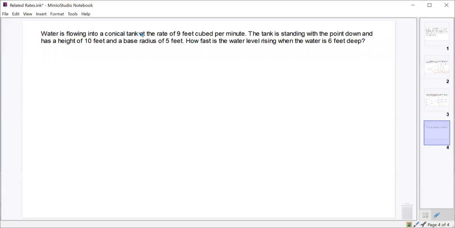Conical, like a cone? Yeah, it's just a cone. Yeah. All right, see what you can do with this one, and then we'll work through it together.